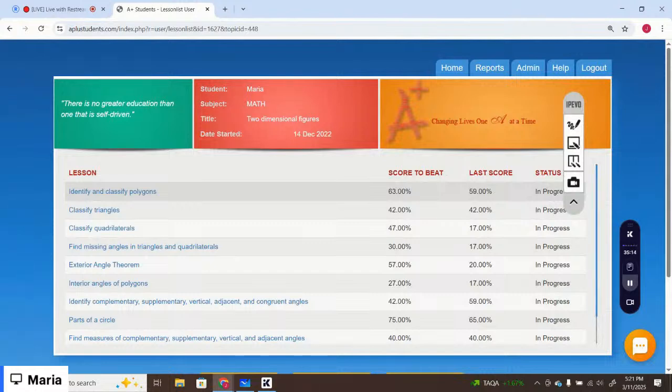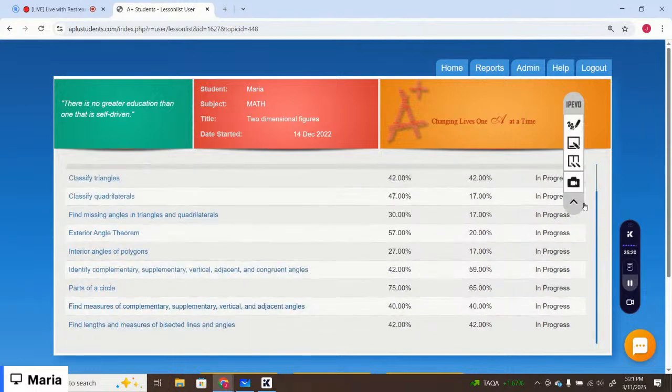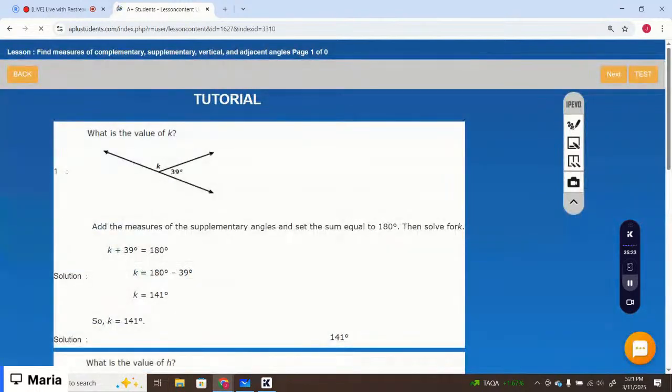The next lesson is find measures of complementary, supplementary, vertical, and adjacent angles. What is the value of K? So that is a supplementary angle. A supplementary angle measures 180 degrees. So K plus 39 equals 180.